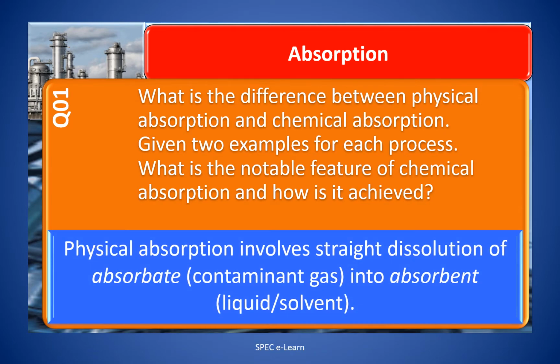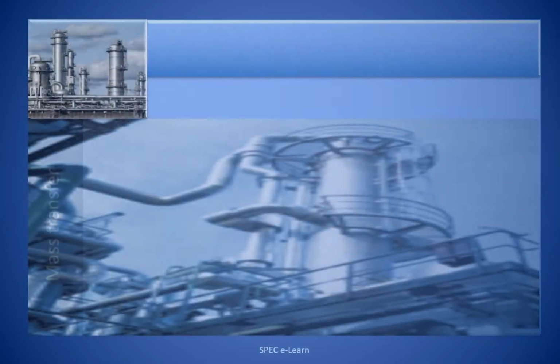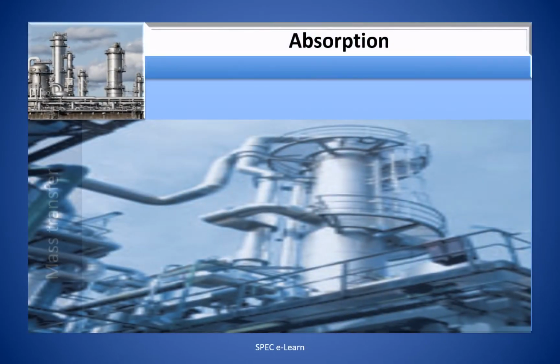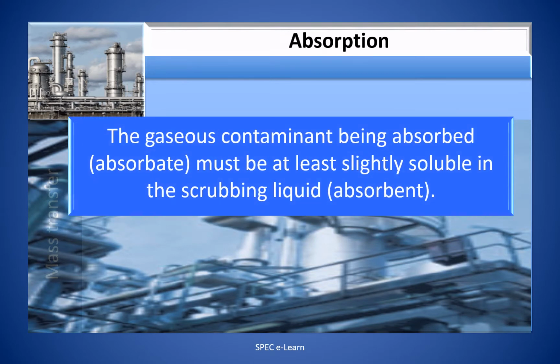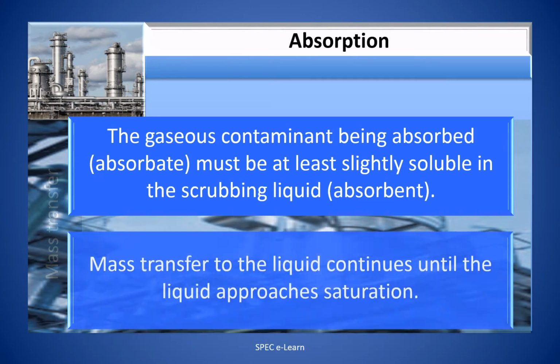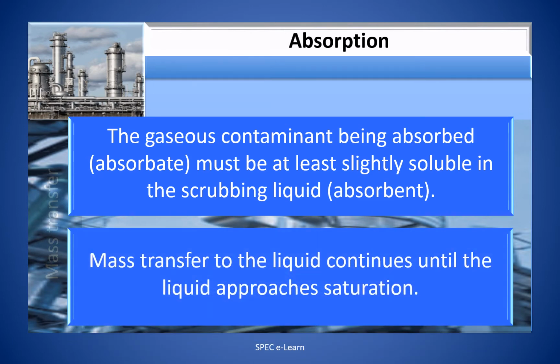Your time is up. The answer. Physical absorption involves straight dissolution of absorbate, which is the contaminant gas, into an absorbent, which is a liquid or a solvent. The gaseous contaminant being absorbed must be at least slightly soluble in the scrubbing liquid, that is absorbent. Mass transfer to the liquid continues until the liquid approaches saturation.